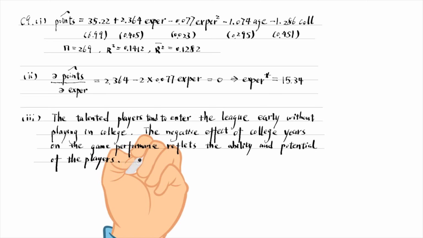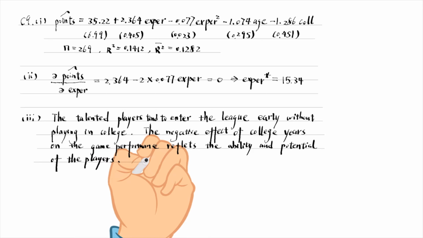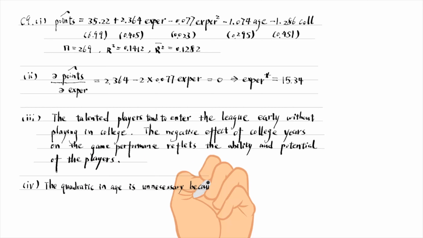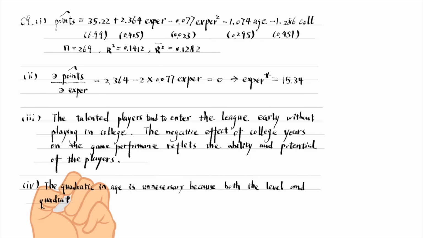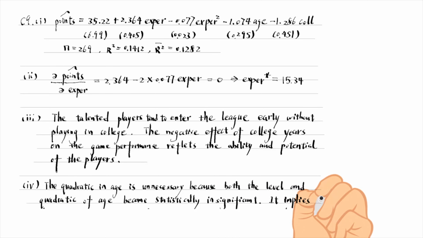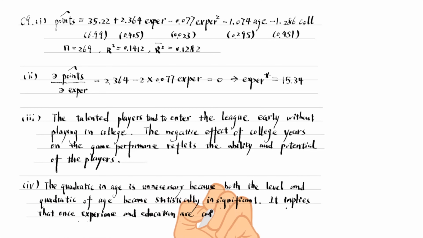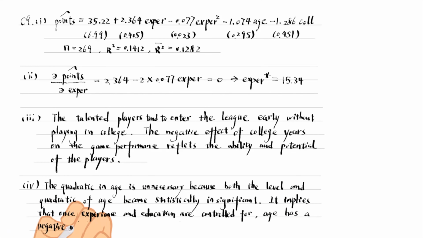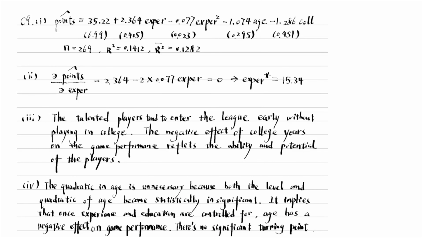for in the model. The quadratic in age is unnecessary because both the level and quadratic of age become statistically insignificant. It implies that once experience and education are controlled for in the model, age has a negative effect on game performance. There's no significant turning point for the negative partial effect of age. In other words, the negative effect is not likely to become positive.